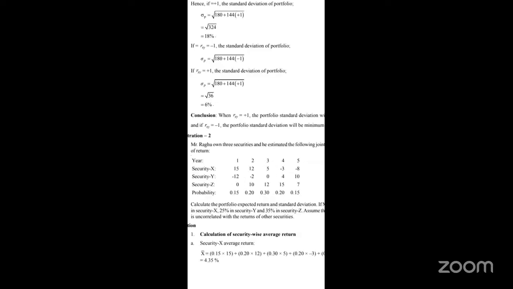So we have to multiply this probability into X. That is 0.15 into 15, 0.20 into 12, 0.30 into 5, 0.20 into minus 3, and all these things. After multiplying, we get the return on X as 4.35. For everything, with probability or without probability, return on portfolio is very easy. Risk on portfolio will be a little bit clumsy, and a little bit of confusion will be there. Individually we will calculate.